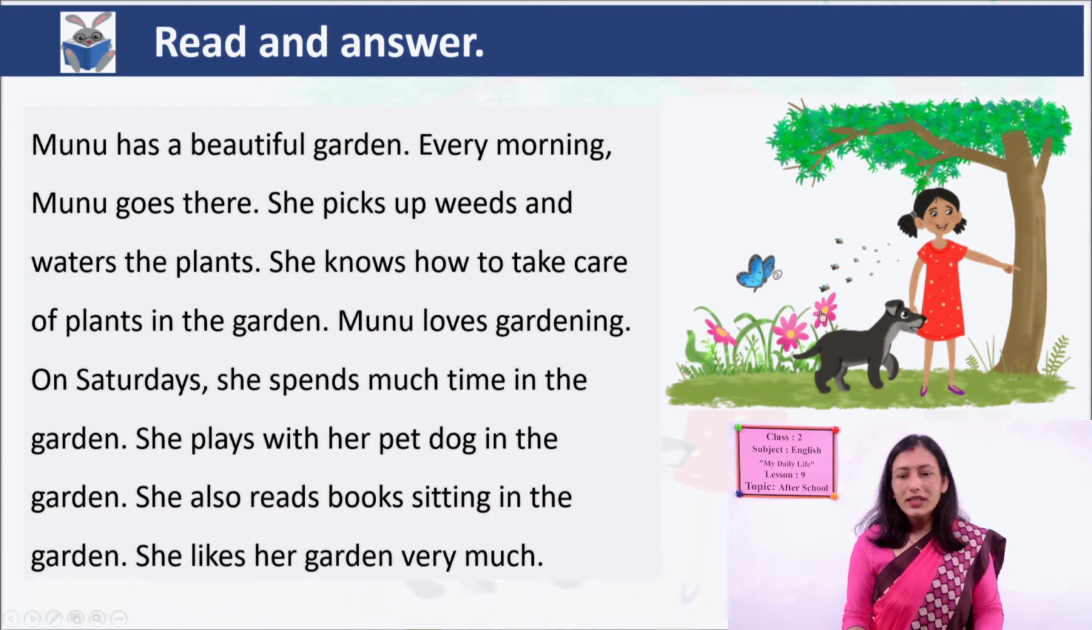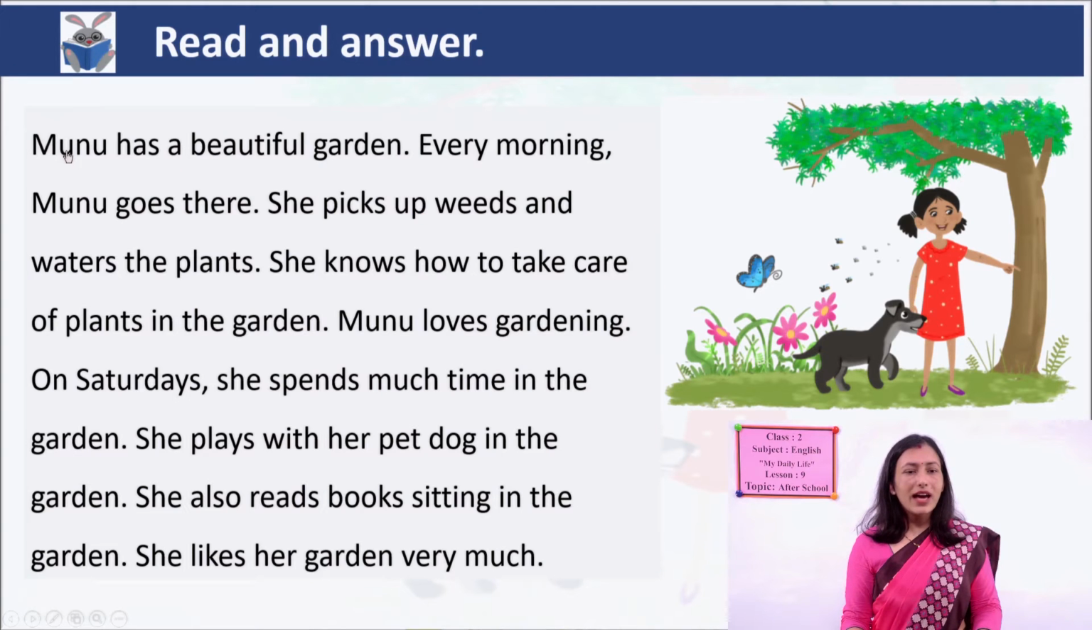And what do you see here? Good. Flowers. Yes. And what is it? Is it a cat? No. What is it then? Good. Dog. Yes. She has also a dog. Yes. And what do you see here? Tree. Yes. Tree. So this is the garden of a girl, and she has so many things in her garden. Now let's find out whose garden is it.